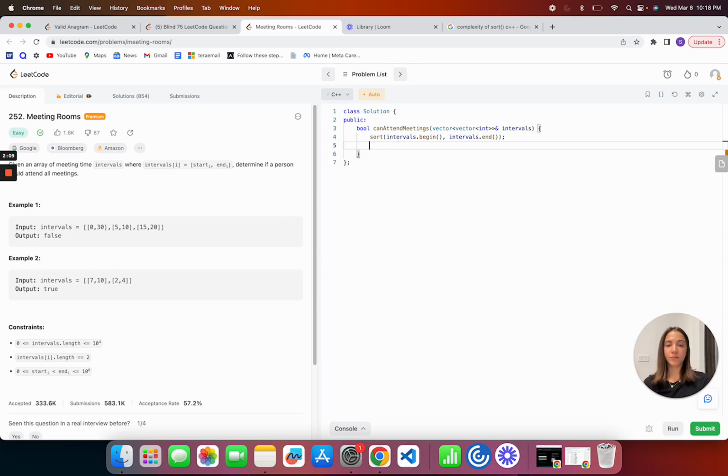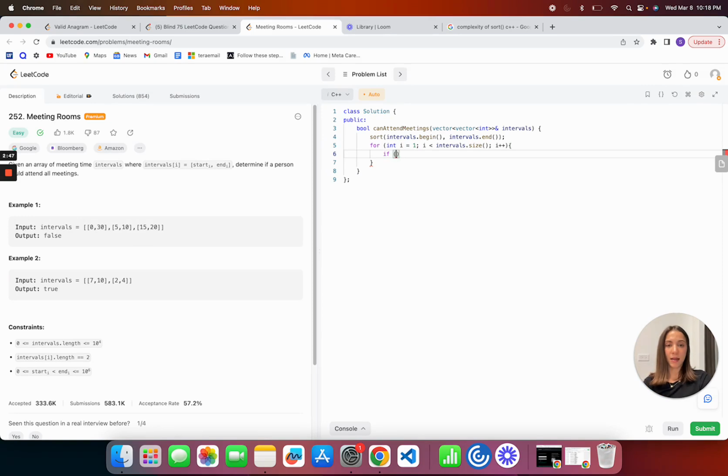From there, we're just going to do a for loop, starting with i at 1, obviously, because we're going to be comparing to the left of it. What's going to happen is we say if 5 is less than 30, so if the start time of whatever we're on is less than the end time of our previous meeting, then that means we cannot attend them all. That means we found an intersection and we're going to return false.